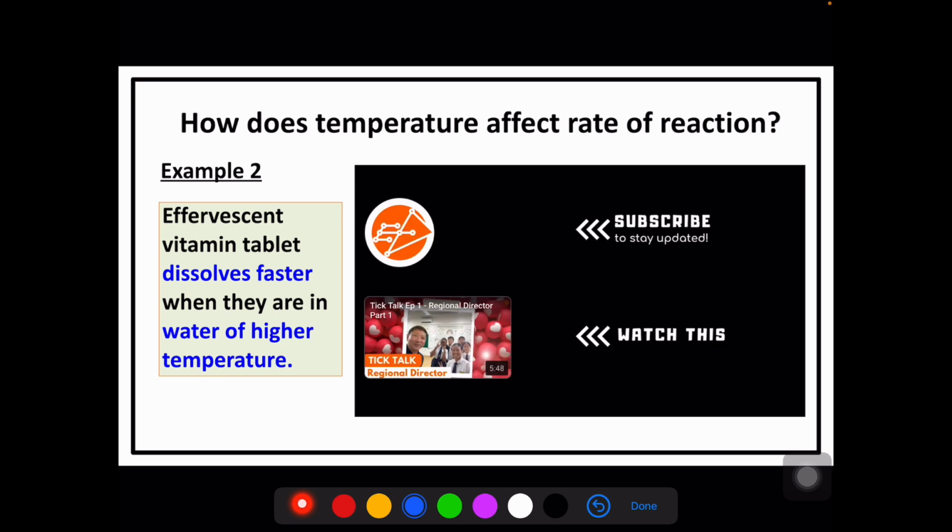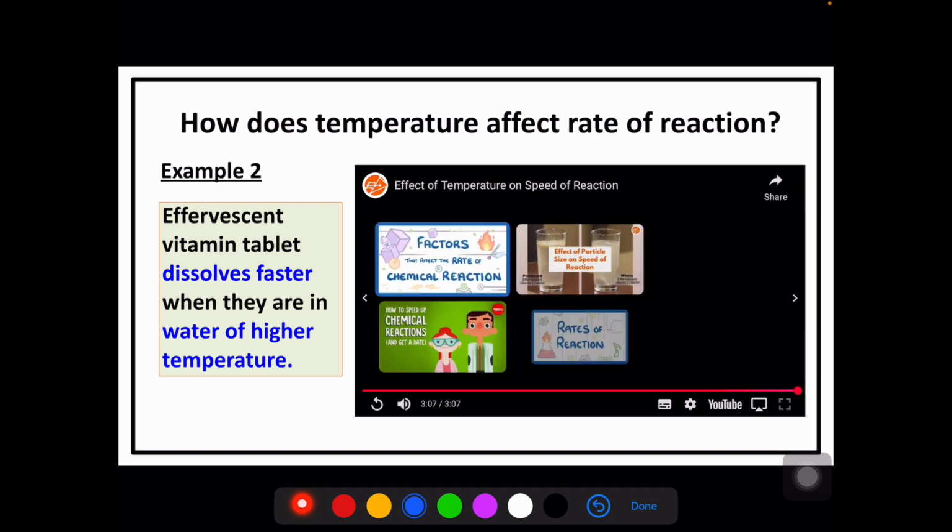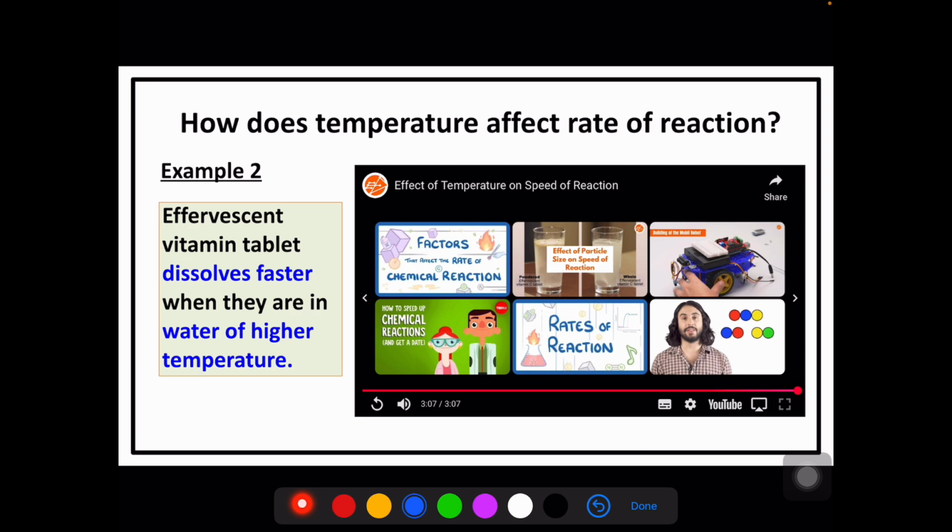Right, once again, a very clear video, right? So basically, an increase in temperature increases the energy of the particles, and therefore this leads to a higher frequency of effective collision. Therefore, it leads to a higher rate of reaction.